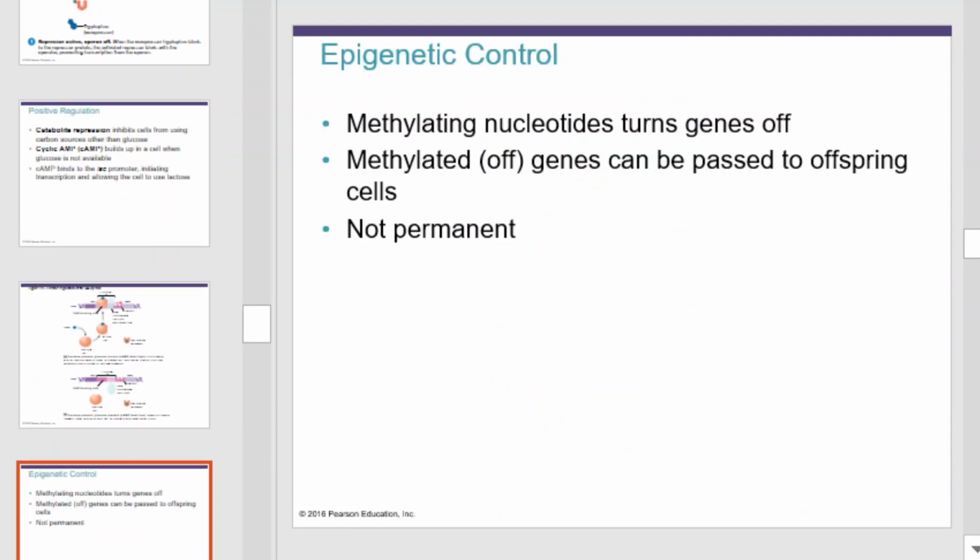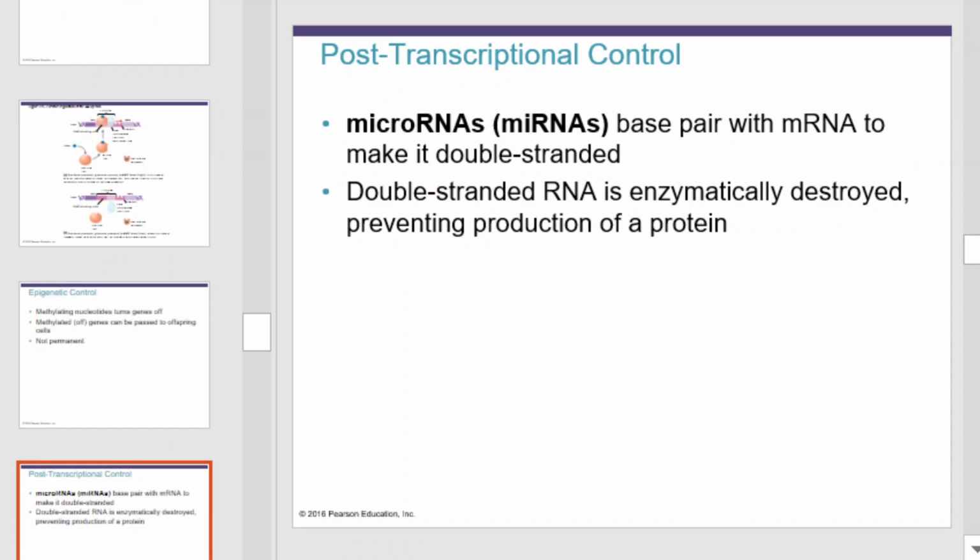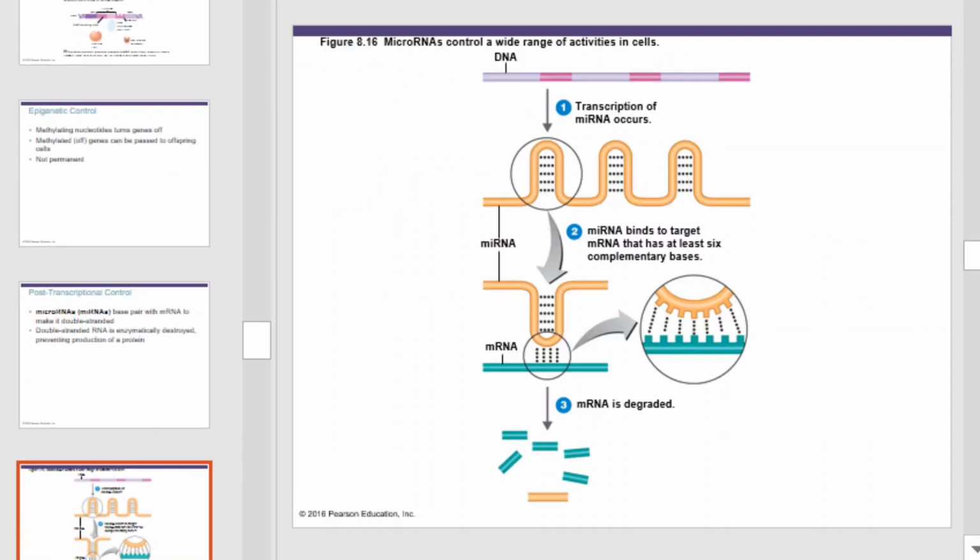Epigenetic control. Methylating nucleotides turns genes off. Methylated off genes can be passed to offspring cells and are not permanent. Post-transcriptional control. MicroRNAs base pair with mRNA to make it double-stranded. Double-stranded RNA is enzymatically destroyed, preventing the production of a protein. This is an illustration of how microRNAs control a wide range of activities in cells.